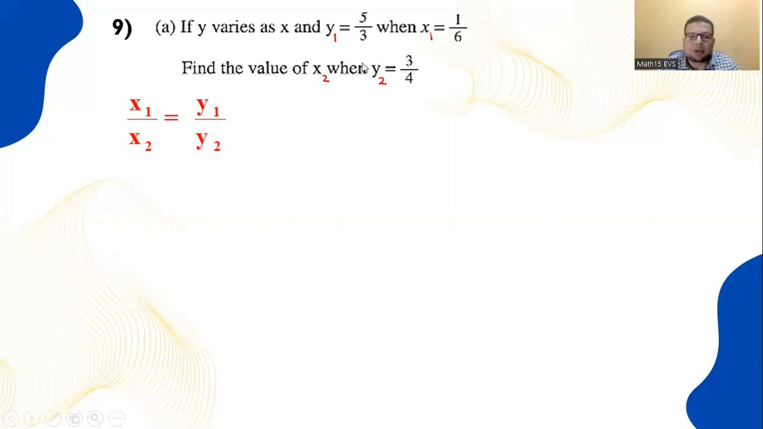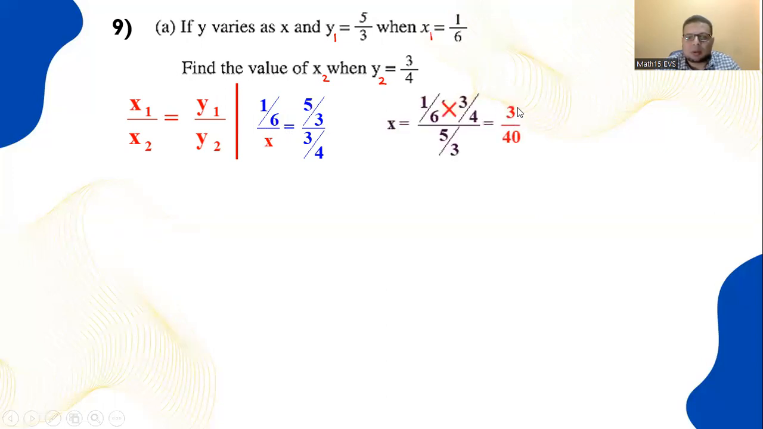You can put each value here. I need x2 now. So by substitution, x1 is 1 over 6, x2 I need, y1 is 5 over 3, y2 is 3 over 4. By using cross multiplication, 3 quarters divided by 1 over 6, divided by 5 over 3. You will get 3 over 4.